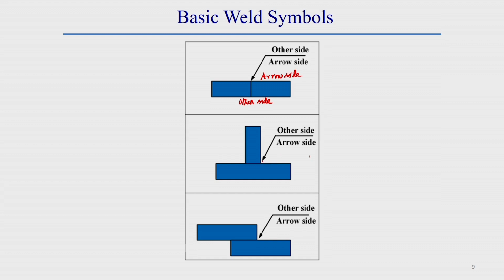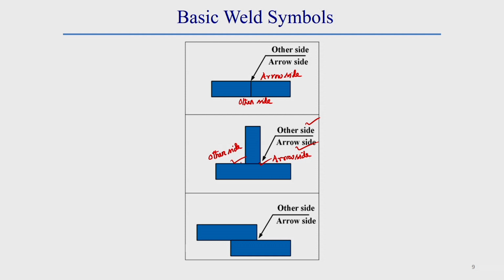Now, let us say a symbol is given. Which one is the other side and which one is the arrow side? Here the arrow side is this side and the other side is this side. That means, whatever information is given, this is the arrow side and this is the other side.